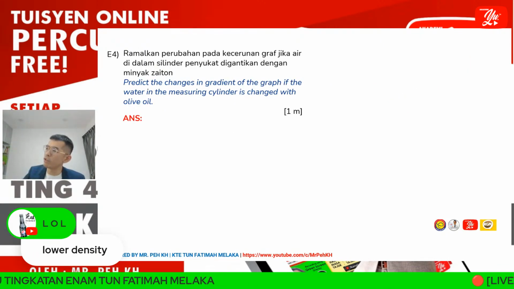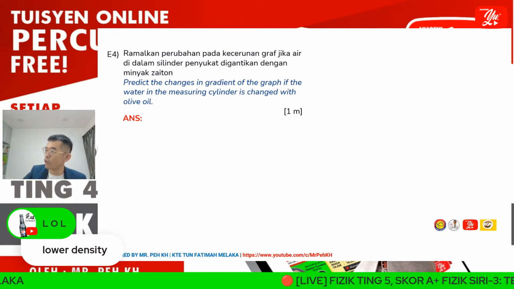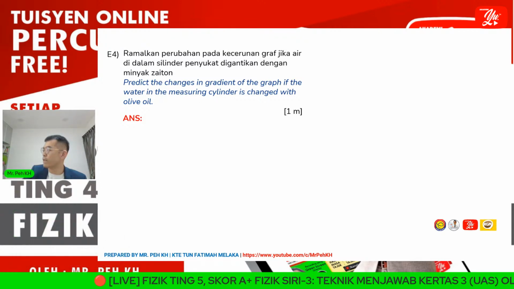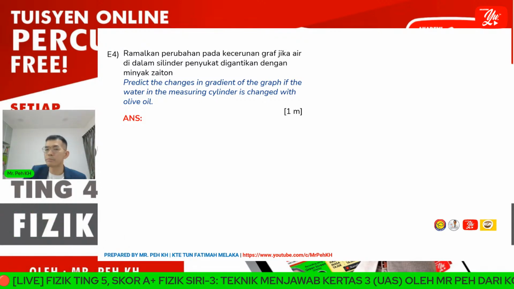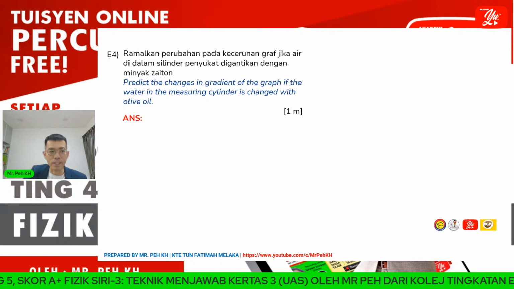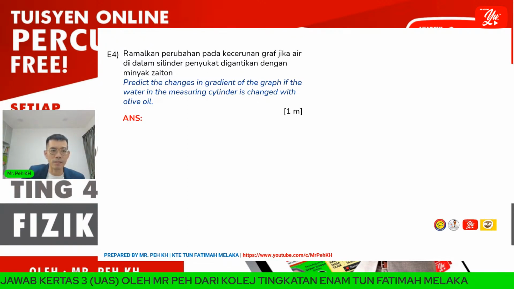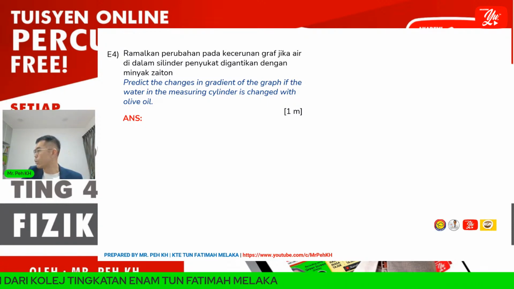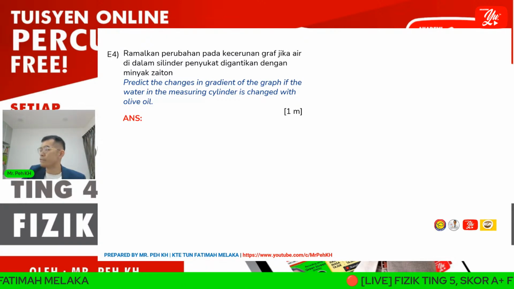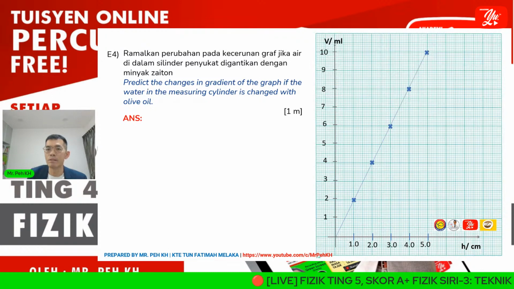On observation, you can discuss the gradient, because the gradient is not observable in your experiment. You need to calculate it. But here we have one question related to gradients: predict the change in the gradient of the graph if the water in the measuring cylinder is changed with olive oil. Just now I saw one of you give the correct answer. The gradient will not change.